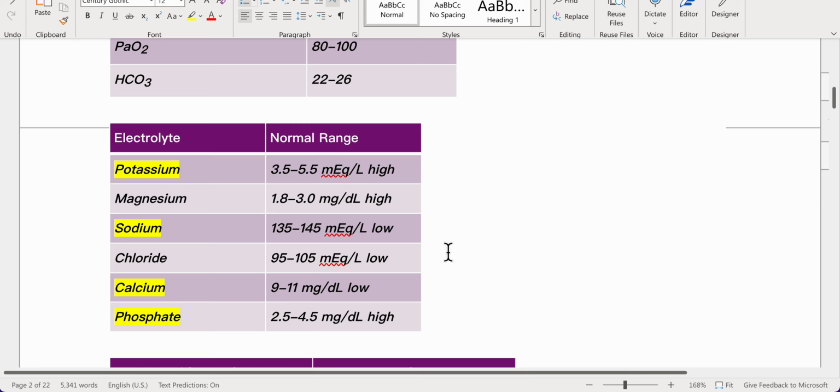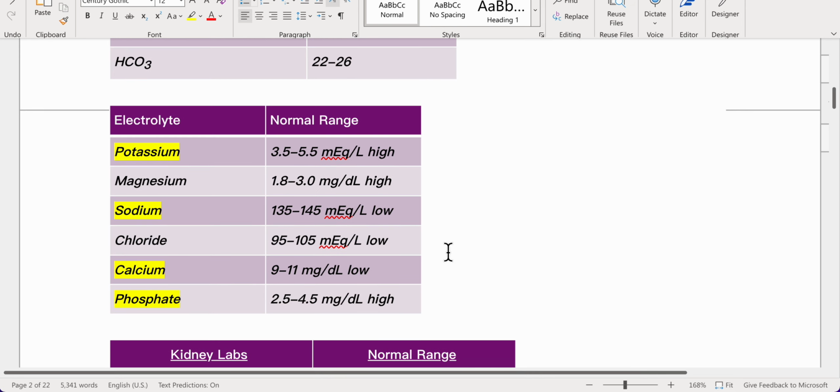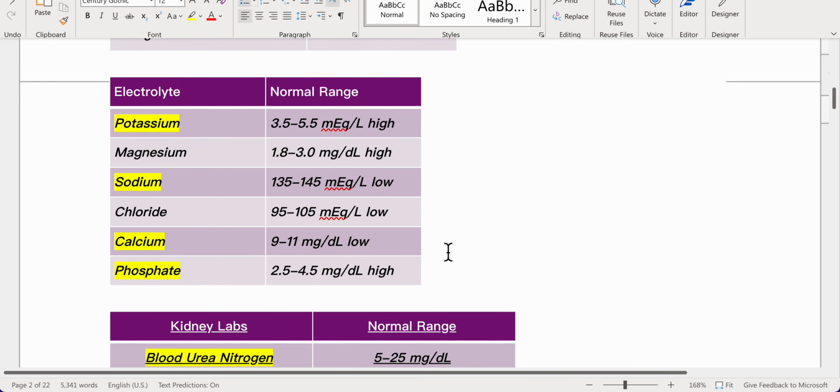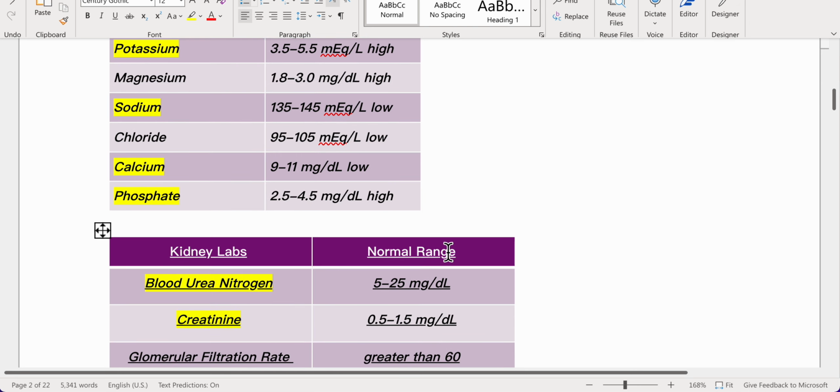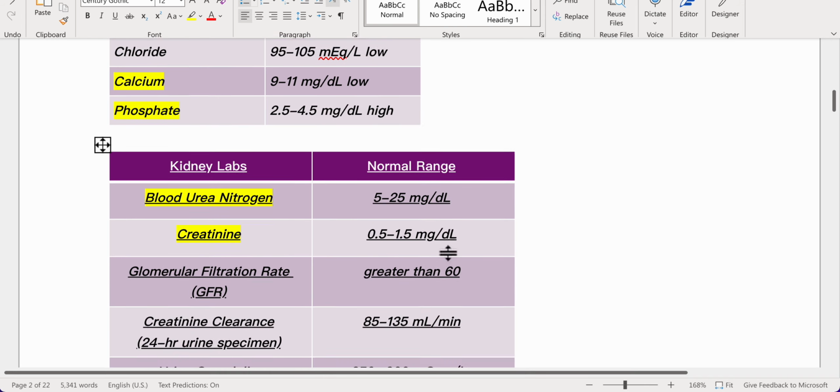Electrolyte normal range. Potassium: 3.5 to 5.5 milliequivalents/L, high. Magnesium: 1.8 to 3.0 mg/dL, high. Sodium: 135 to 145 milliequivalents/L, low. Chloride: 95 to 105 milliequivalents/L, low. Calcium: 9 to 11 mg/dL, low. Phosphate: 2.5 to 4.5 mg/dL, high.